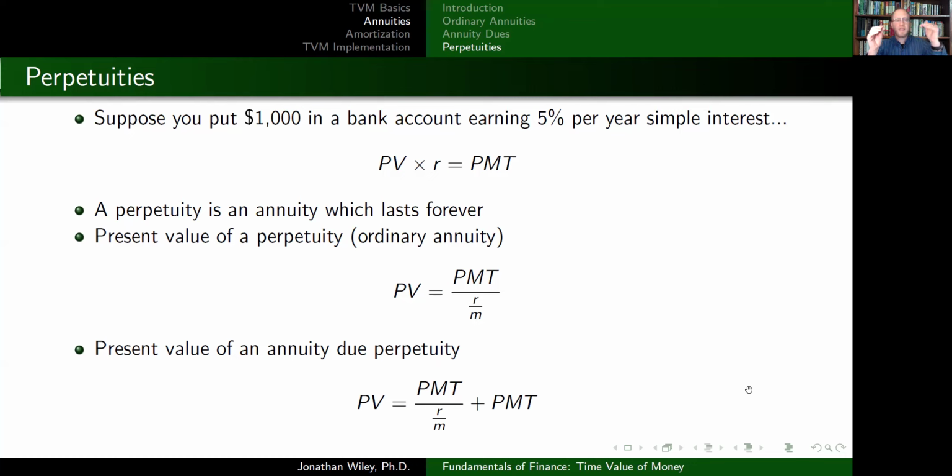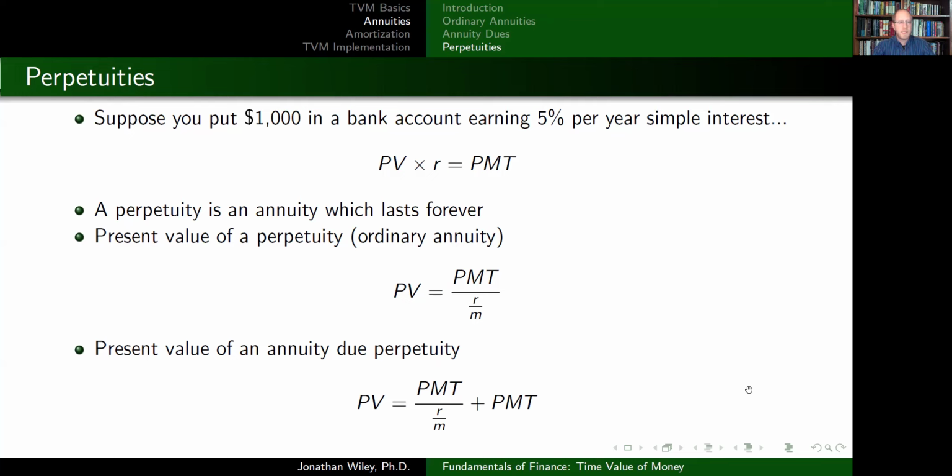I could then leave it there for the next year, at which point I would have $1,050. I could take the 50 out, bumping me back down to 1,000. The end of that year, I'd be at 1,050. I could take the 50 out, bumping me back down to 1,000, and so on and so forth. So basically, I could take out $50 at the end of every year indefinitely, forever. So we have the same amount, $50, at the end of every period, forever.